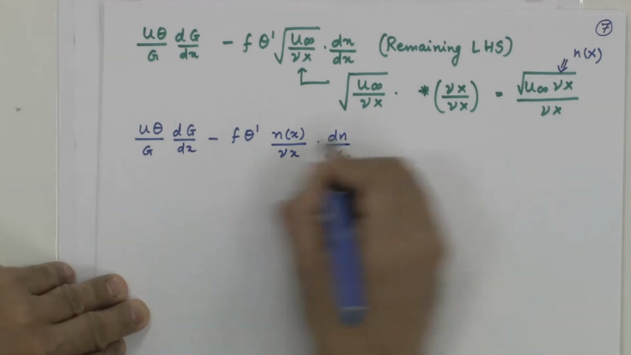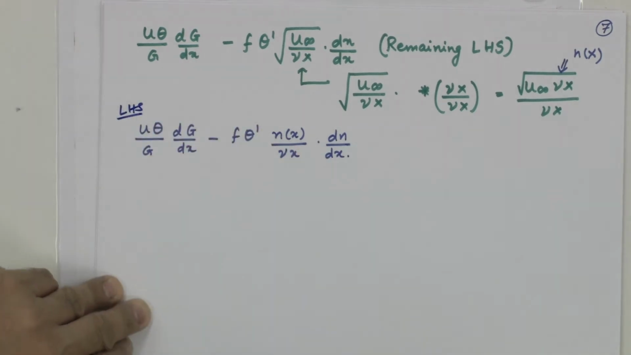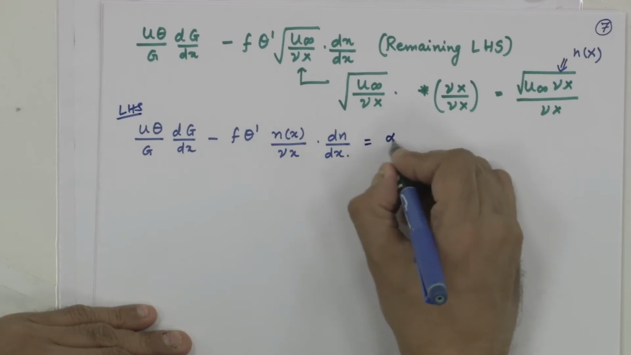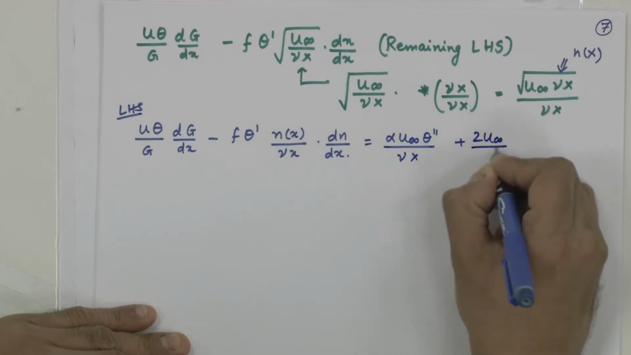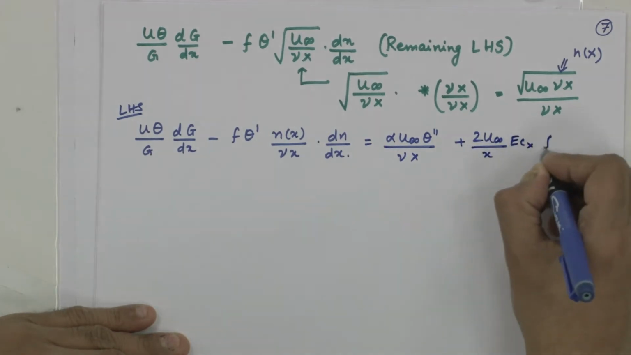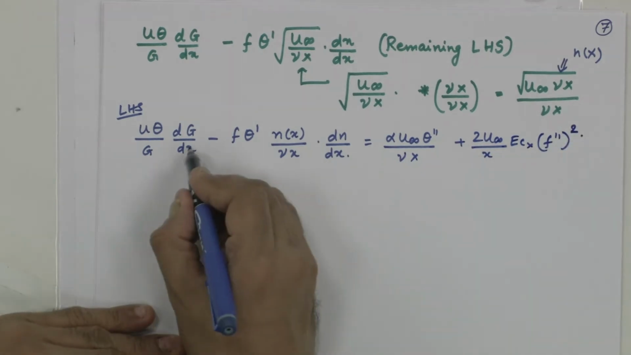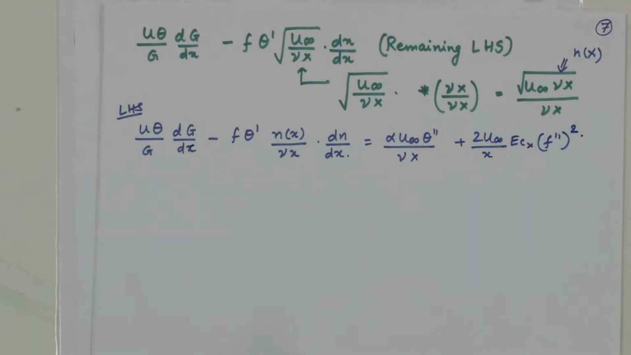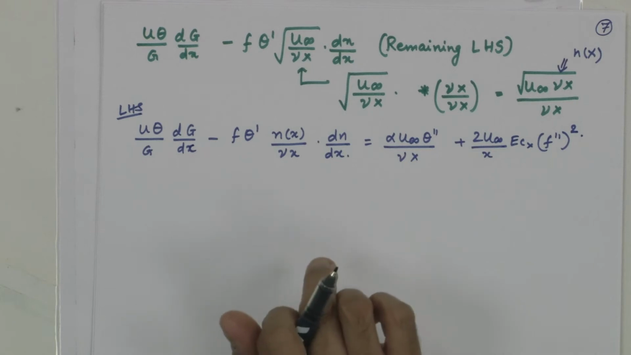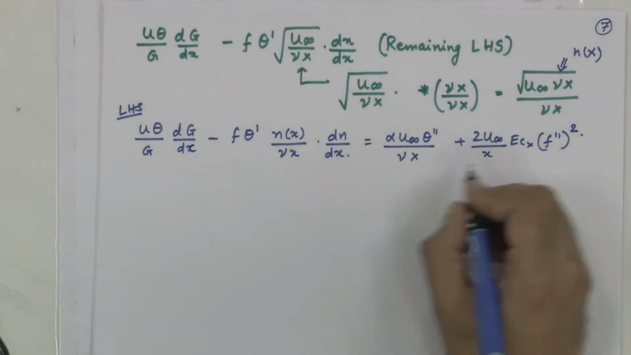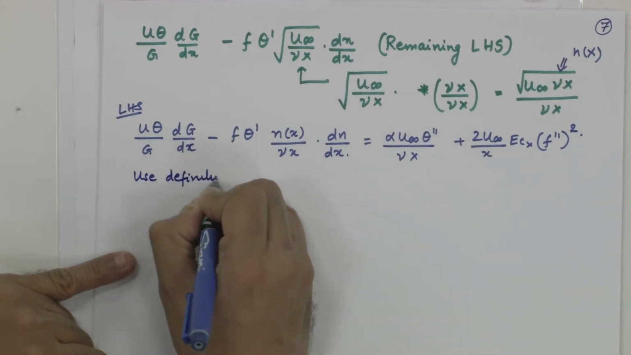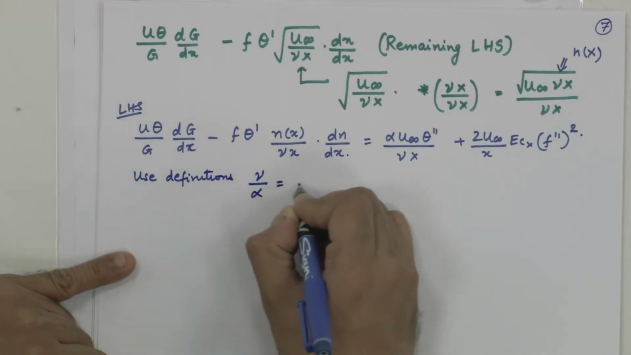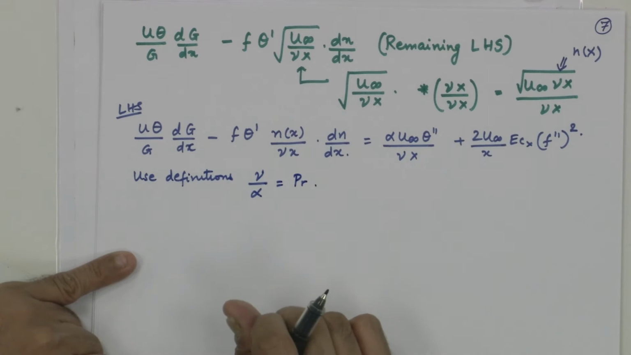This is still your LHS. And the right hand side remains the same, which is alpha u infinity theta double prime by nu x plus 2u infinity over x local Eckert f double prime whole square. Okay, so we are just trying to manipulate things so that it is a little easy for us. So what are we going to say? Now nu over alpha is the Prandtl number. Use definitions. nu over alpha is the Prandtl number. This is the first definition that we will use.